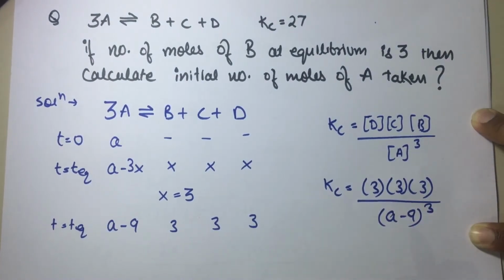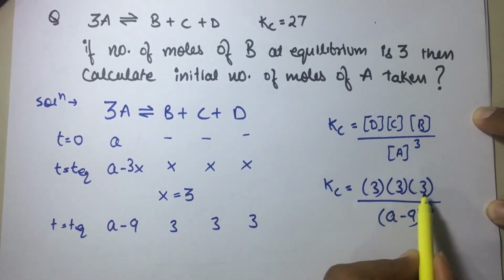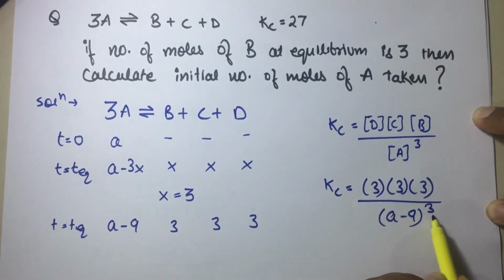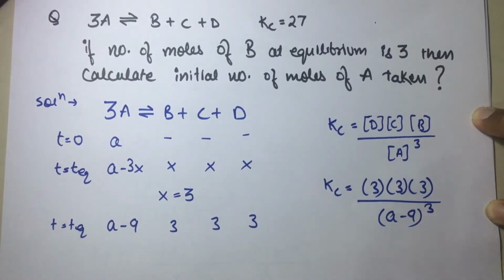Now, where do we multiply the volume? This is the question. Look, in the numerator we have 3 terms. In the denominator also we have 3 terms, A minus 9 to the power 3. So we don't need to multiply volume anywhere.